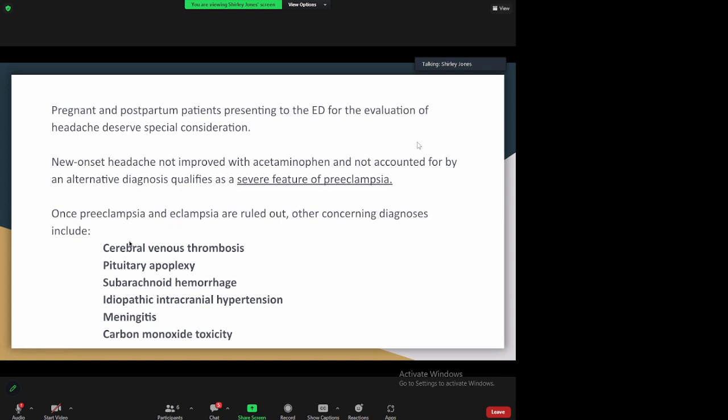But the other things, like something that you really, really have to think about in a pregnant person versus a normal person, is the cerebral venous thrombosis. So that's what we will talk about. Also, there's pituitary apoplexy, and that is like a spontaneous hemorrhage of their pituitary gland from like the growth. And then also subarachnoid hemorrhage.